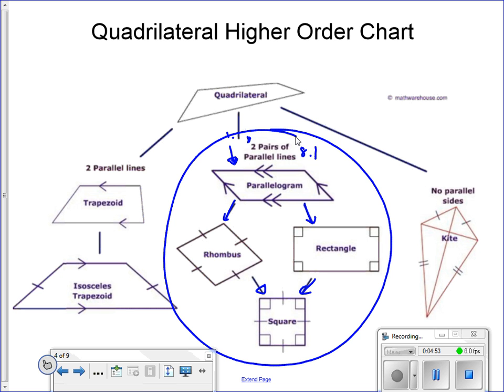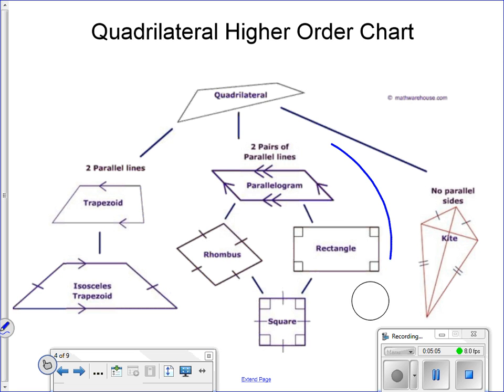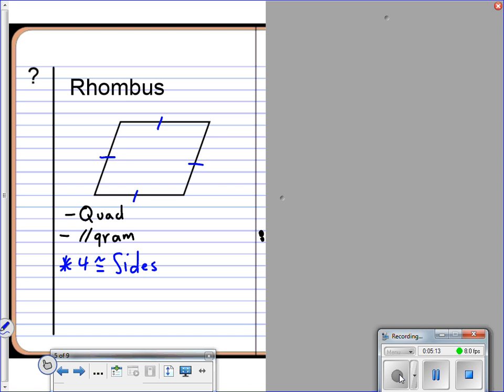Now, each time we move from being a parallelogram to a square or parallelogram to a rhombus and so on, it always keeps the characteristics of the shape above it. This is easy to understand: every square is a quadrilateral because it came from that lineage, right?